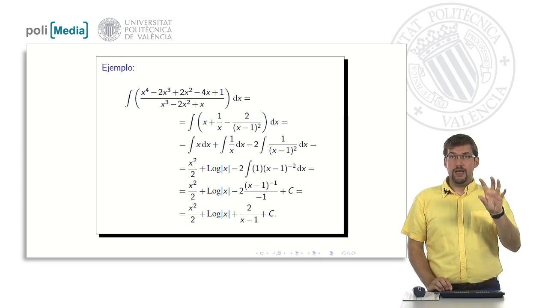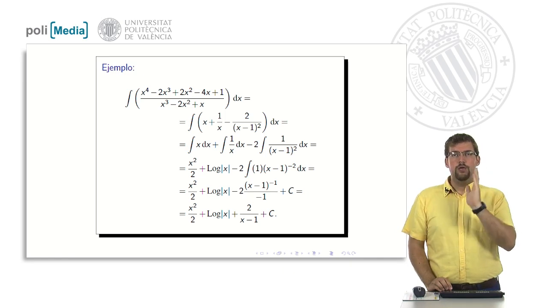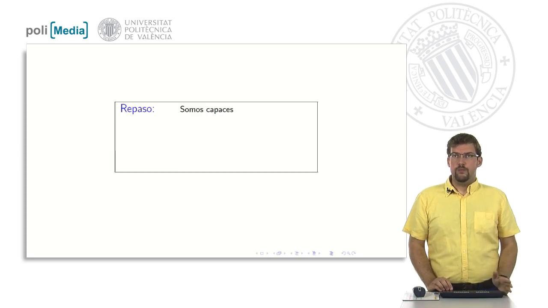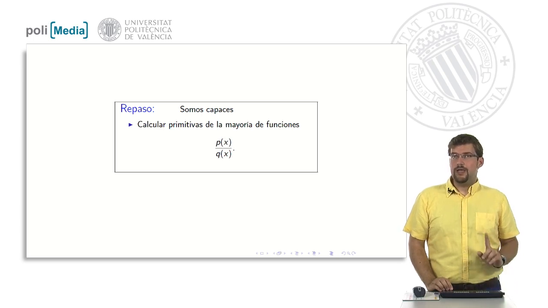As you see, it is quite a complicated function. Luckily for us, it can be divided into different steps, and each one of those little phases contains way simpler integrals. What are we capable of so far? Now we should be able to calculate the primitive of most of the functions p of x divided by q of x, basically the rational functions.